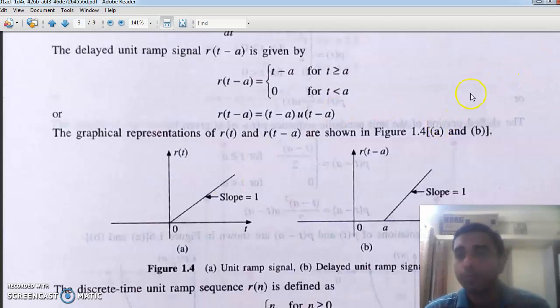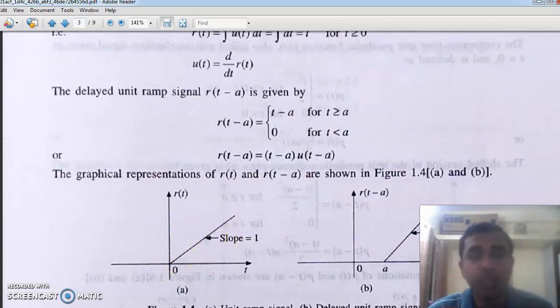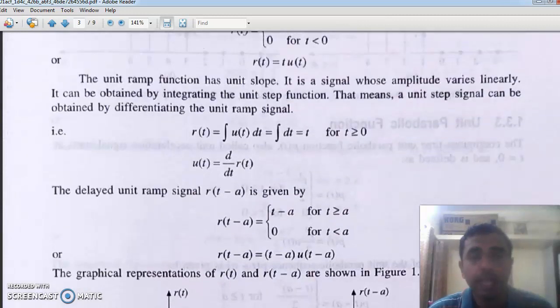Okay, now this is a right-sided sequence. So here the value is t, here the value is t, here the value is t. So how can you ensure that it's a right-sided signal? You simply multiply that t with u of t.